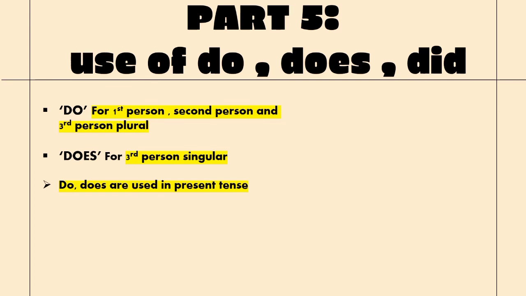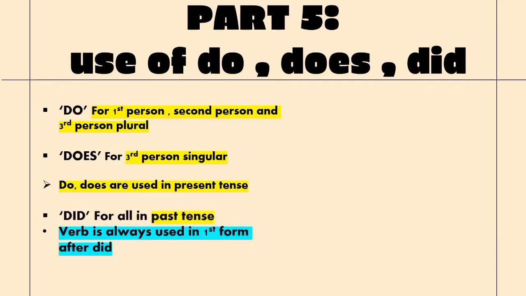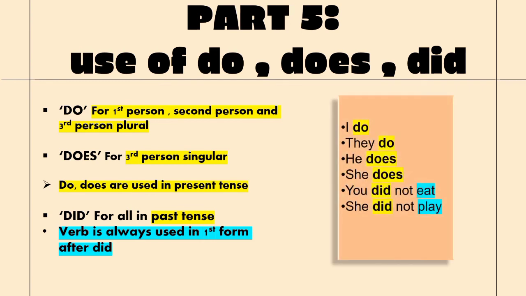So what do we use in past tense? There is another helping verb called did. It is used for all kinds of persons in past tense, and if we use did, after did it is necessary to use the first form of verb. No matter it is the past tense, but still if did is used, we have to use the first form of verb after did.